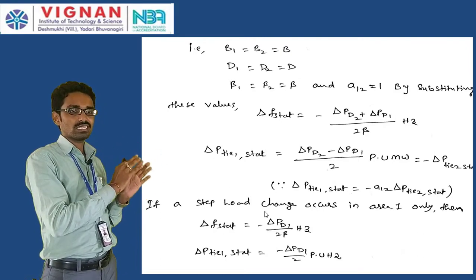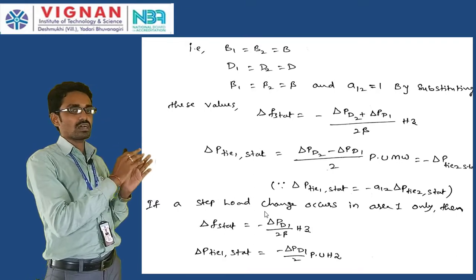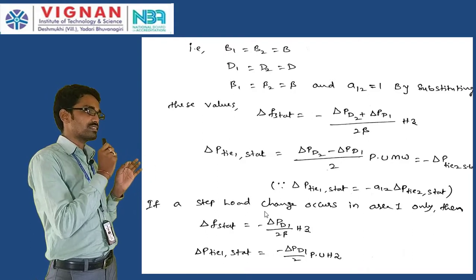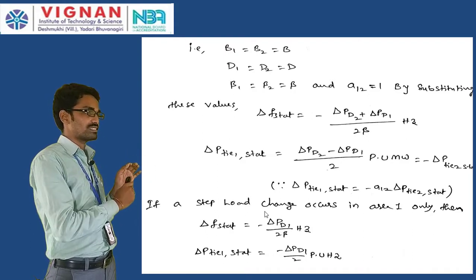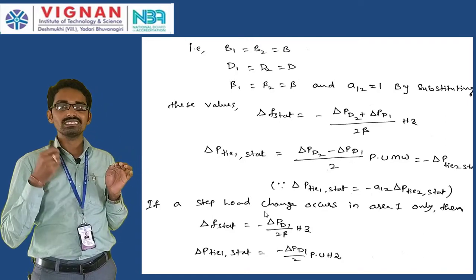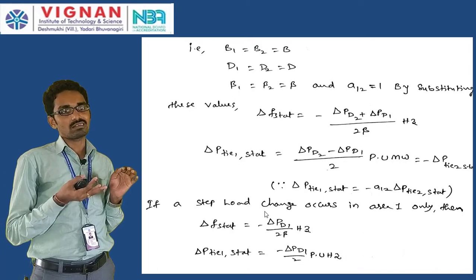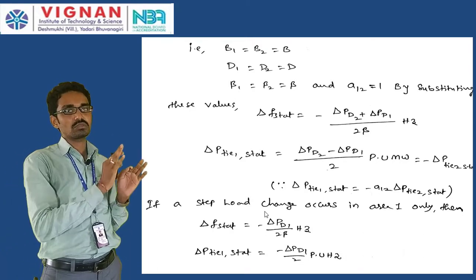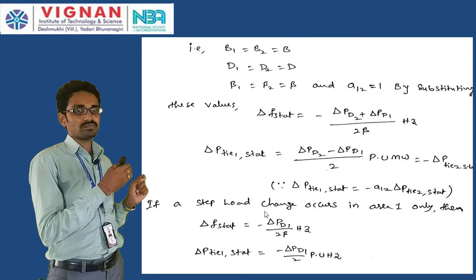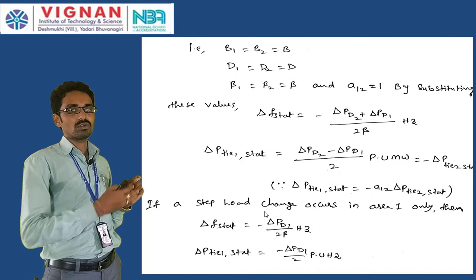So here, in the place of D1 we have considered R1, R2, right? So R1 is equal to R2 is equal to R. This regulation, that is speed regulation, in some textbooks is given as D and in some textbooks as R. You can consider either R or D, but in our case we have considered R. So R1 is equal to R2 is equal to R, and A12, that is PR1 by PR2, I have considered as equal to 1.